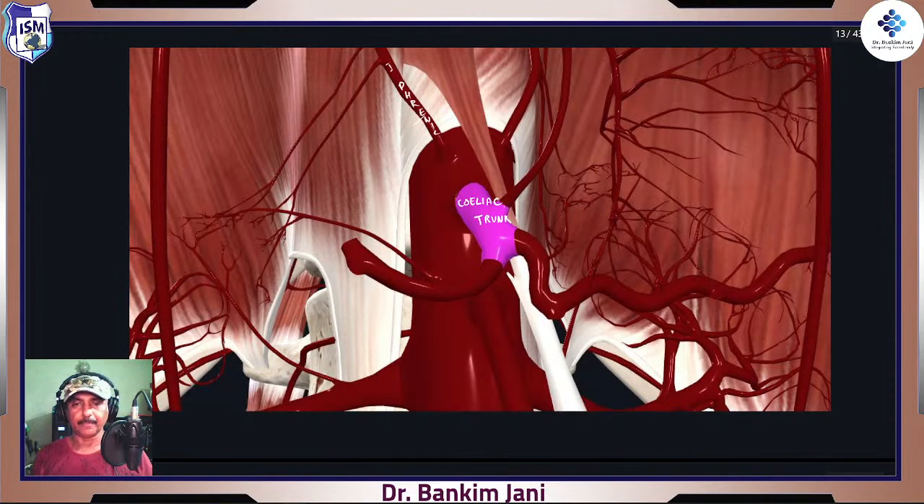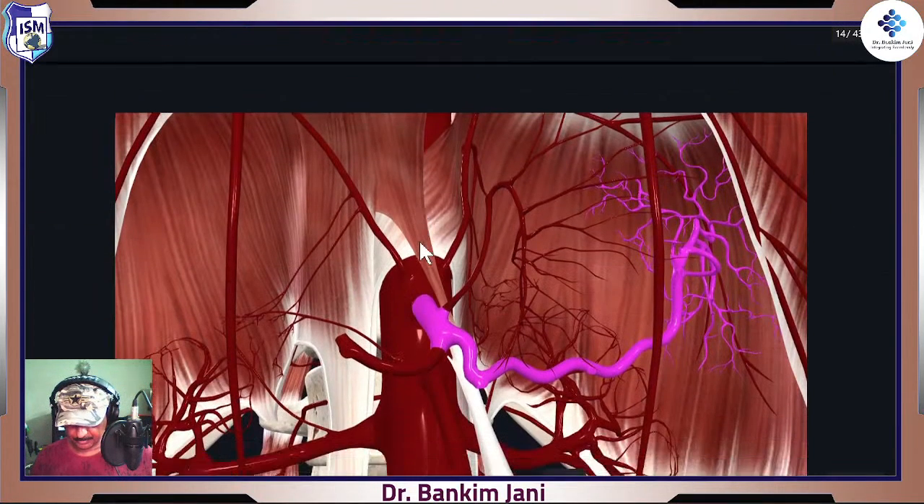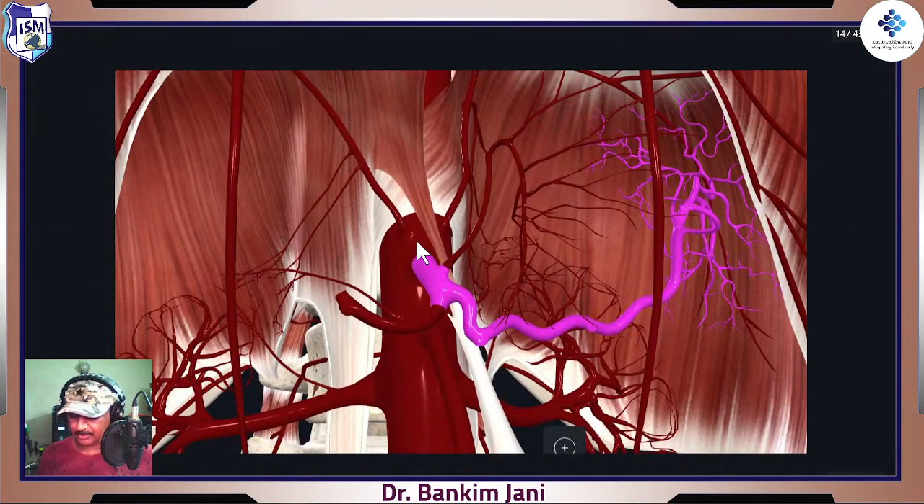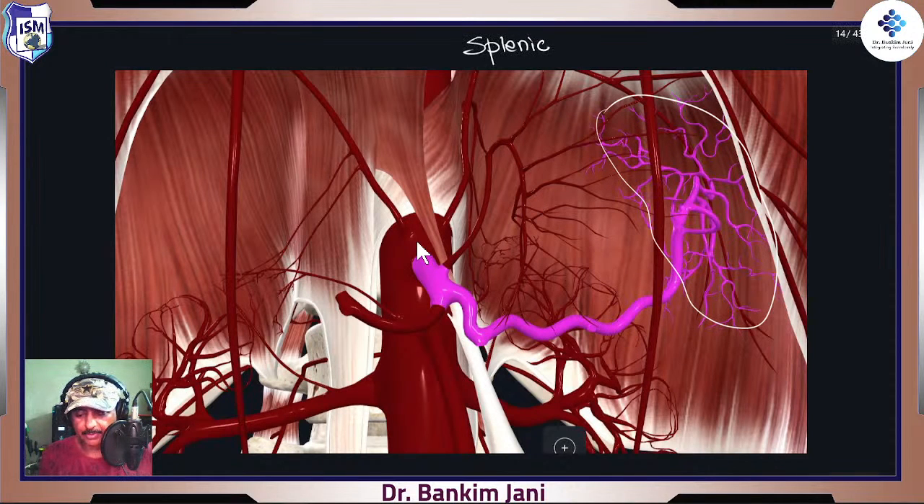Celiac trunk, right? It is short, and 2 major vessels will be coming out of it. The first one, see how gracefully it is entering, and classically it is forming one organ, and that is spleen, right? So this is splenic artery, right? So that is splenic artery. Now this artery is tortuous, right?